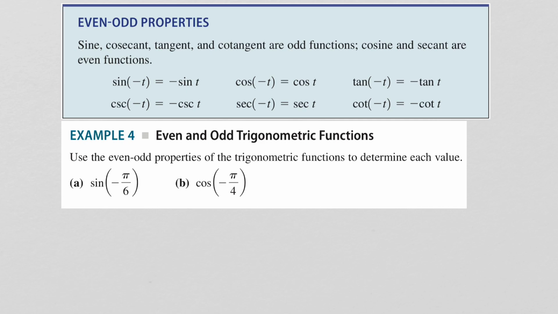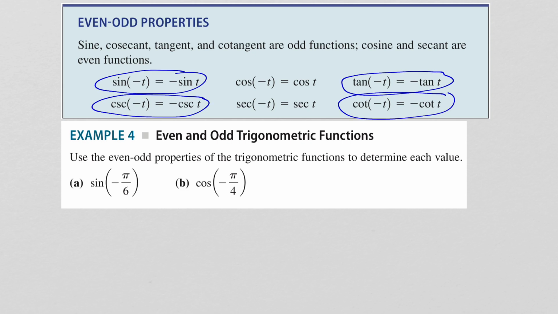All 6 trigonometric functions are either even or odd. So sine, cosecant, tangent, and cotangent are all odd functions. The cosine and the secant are even functions. What this means basically is, remember the odd functions, which are sine, cosecant, tangent, and cotangent: when you take a function value of a negative number, you get the opposite of the function value of the positive number. So that's what it means to be odd. And then, of course, to be even, when you take a function value of a negative number, it is the same as the function value of a positive number.